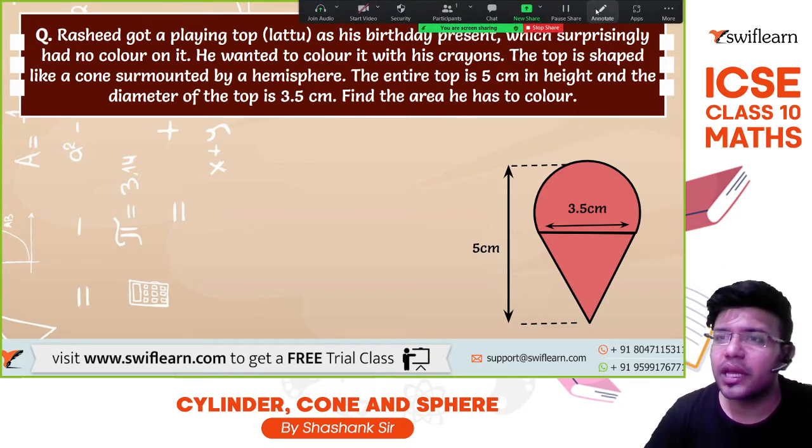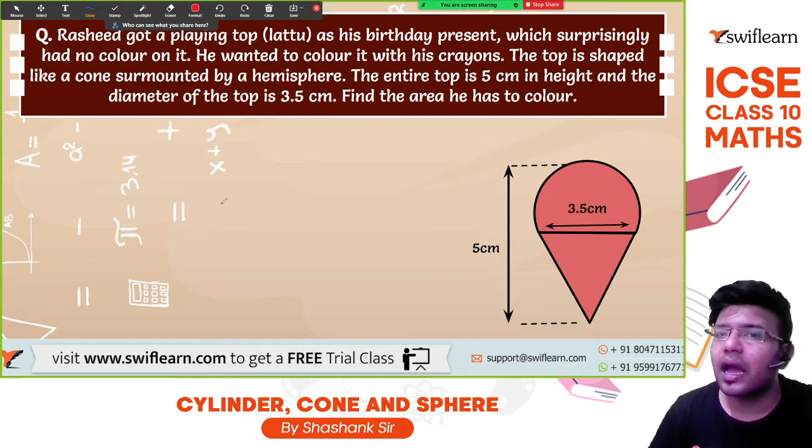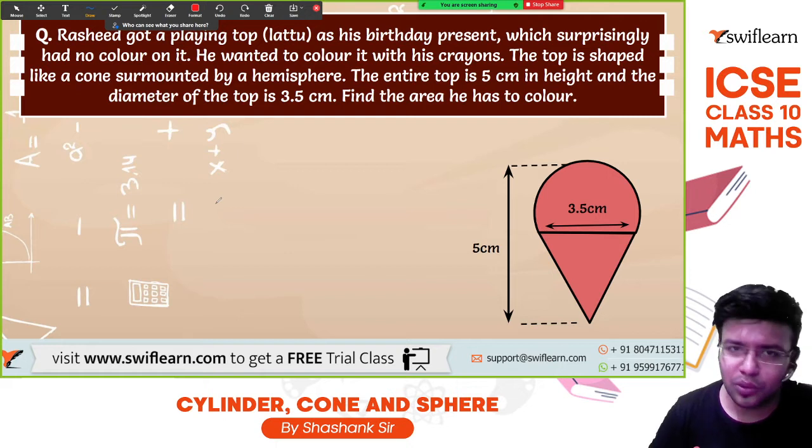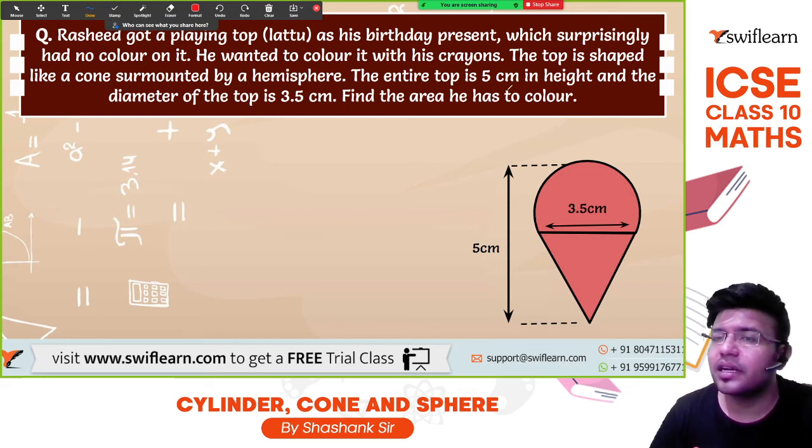Rashid got a playing top as his birthday present, which surprisingly had no color on it. He wanted to color it with his crayons. The top is shaped like a cone surmounted by a hemisphere. The entire top is 5 centimeters in height, and the diameter of the top is 3.5 centimeters. Find the area that he has to color.